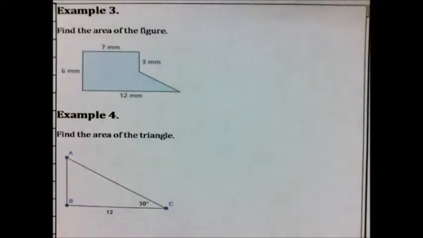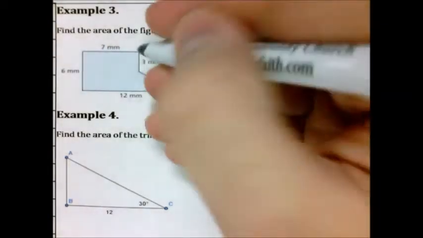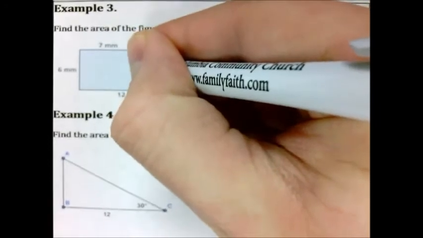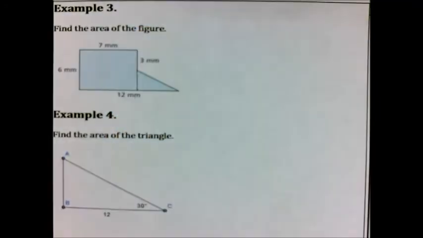Alright, example 3 is one of those composite figures. That means that we have two shapes, or multiple shapes, or an awkward type of polygon that we can break down and try to solve for the area of the entire shape. So we're trying to find the area of this figure, and we see that we have a rectangle followed by a right triangle. We could extend this line down here a little bit, and now we have two different shapes, and we can find the area of both of those.